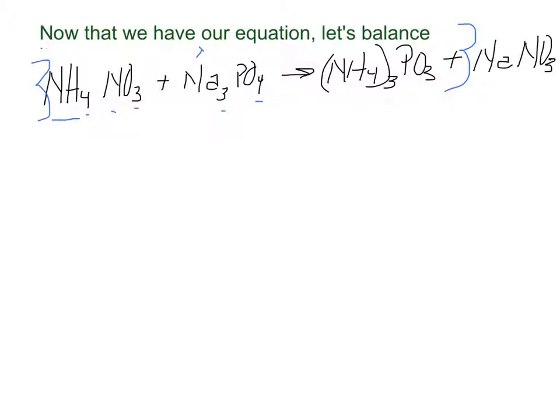So according to my equation, I am now balanced. I have 3 moles of ammonium nitrate plus 1 mole of sodium phosphate creates 1 mole of ammonium phosphate and 3 moles of sodium nitrate.